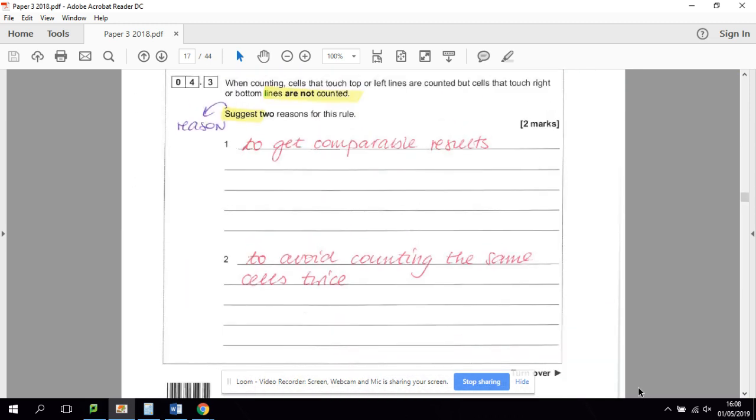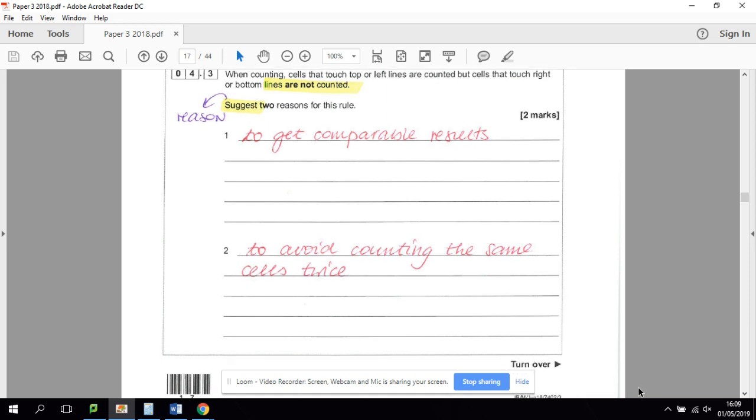Right. So 4.3 then, when counting, cells that touch top or left lines are counted, but cells that touch right or bottom are not counted. And give the reasons for this rule. Okay, so why would you not count them? What's the reason for this? Of course you want to compare your results, and another thing, you don't want to count them twice. So that's the reason why you would not count those.